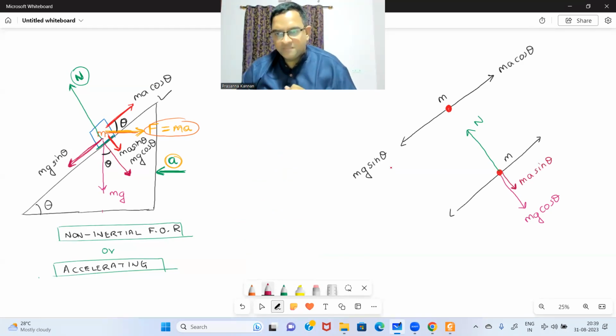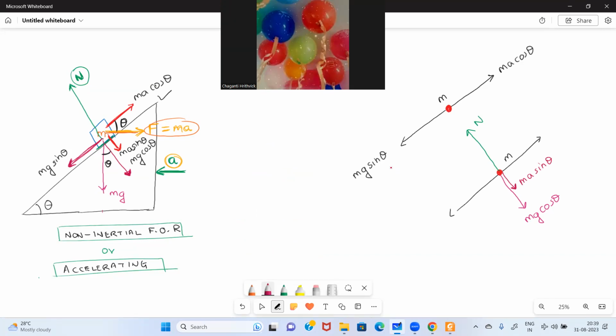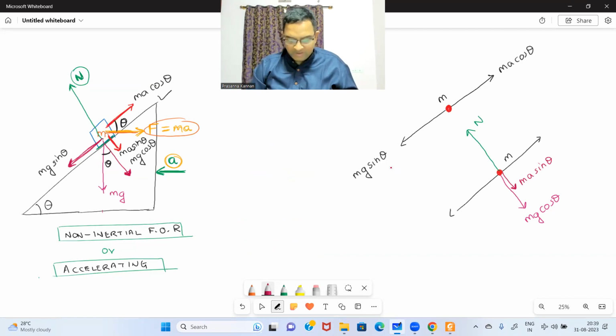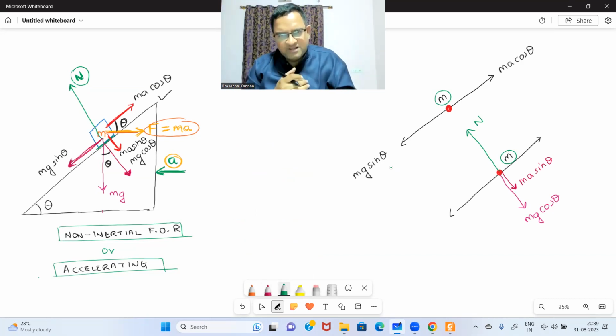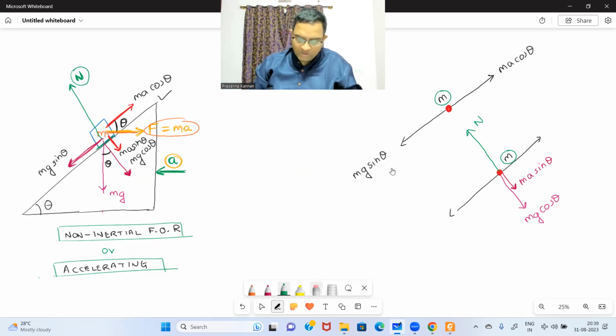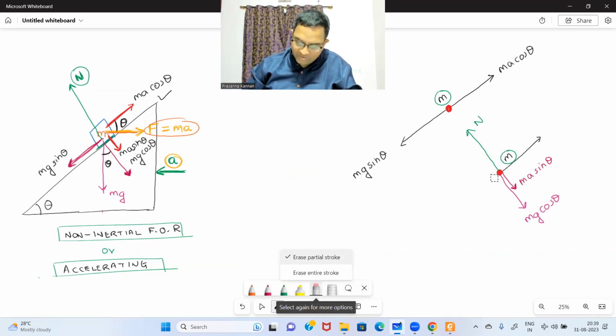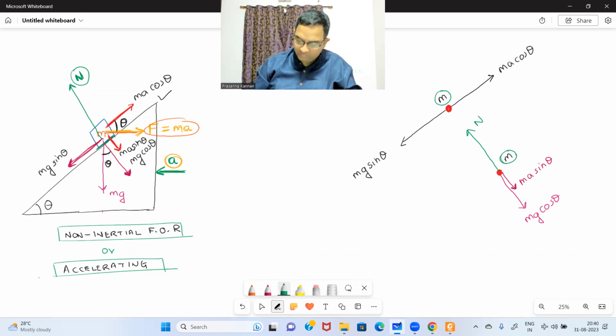Is it clear, students? Yes, sir. For the block to be in equilibrium, yes. So this block is in equilibrium. It is given in the question that the block does not slip on the wedge, which means the block is not moving. Block is not moving means all the forces are cancelling each other. Correct or not? So the ones which are parallel to the plane are cancelling each other. The ones which are perpendicular to the plane are cancelling each other. Correct.